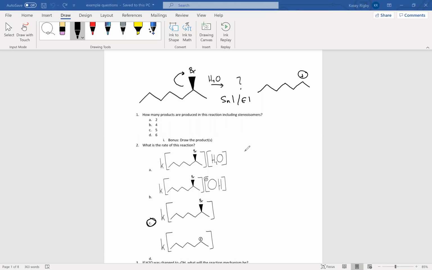Okay? A is wrong because this would be the type of rate that we'd see for an SN2 or E2. This one is wrong because it doesn't even include the correct reactant. OH isn't one of our reactants. This one is wrong because while it is a step for E1 and SN1, it is not the slow step. So that's why C is our answer. Okay?